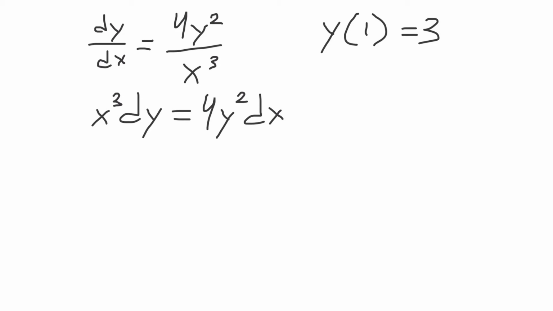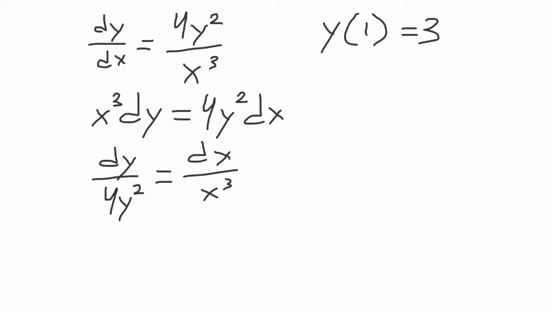So now you can easily see that we have to bring this x cubed over here by dividing both sides by x cubed, and then we can also divide both sides by 4y squared, bringing the 4y squared over to the dy side. So we'll go ahead and do that, leaving us with dy over 4y squared equals dx over x cubed. So now that we have the y's on the left and the x's separated to the right, we can integrate.